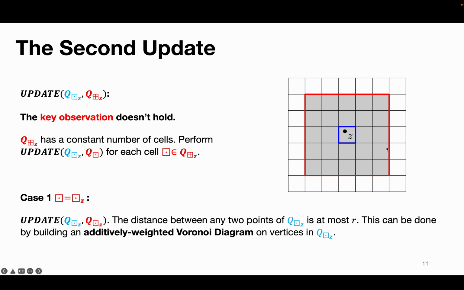In the first case, the cell being updated is also the cell containing point Z. Since the distance between any 2 points in each cell is at most R, this case can be done by building an additively weighted Voronoi diagram on vertices in this small blue cell.